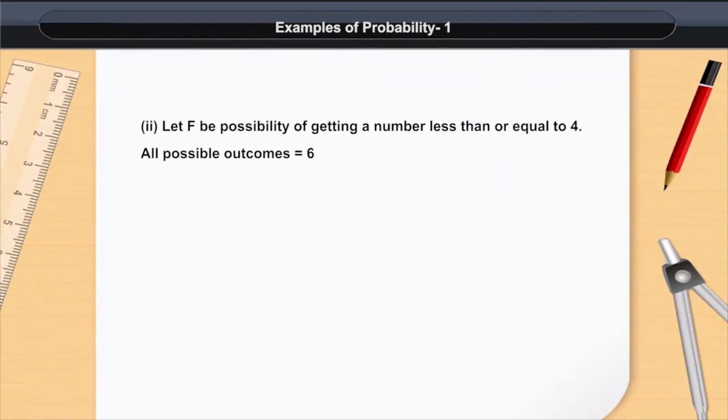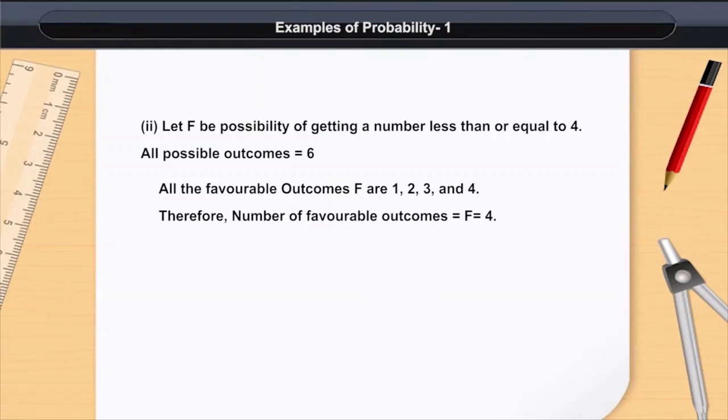2. Let F be the event of getting a number less than or equal to 4. The number of all possible outcomes is equal to 6. All the favorable outcomes for F are 1, 2, 3 and 4. Therefore, the number of favorable outcomes for F is equal to 4. Therefore, P(F) = P(number less than or equal to 4) = 4/6 = 2/3.